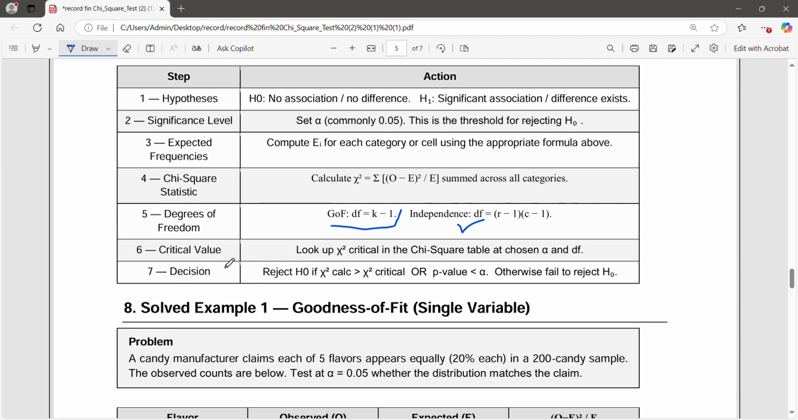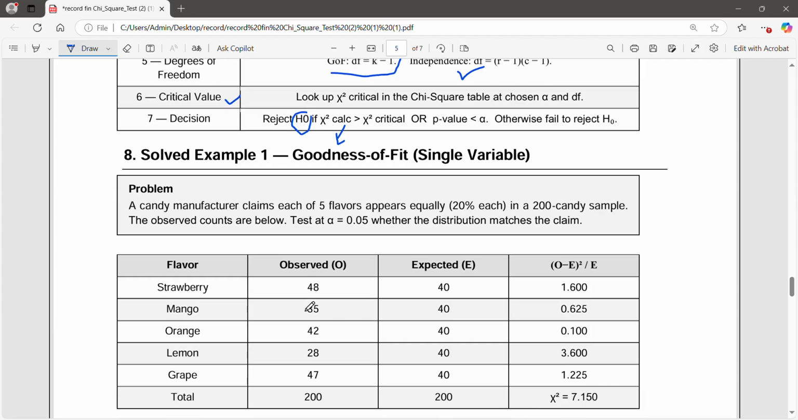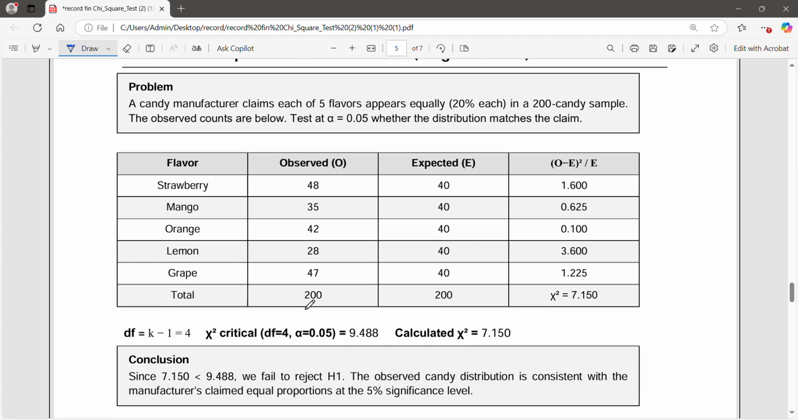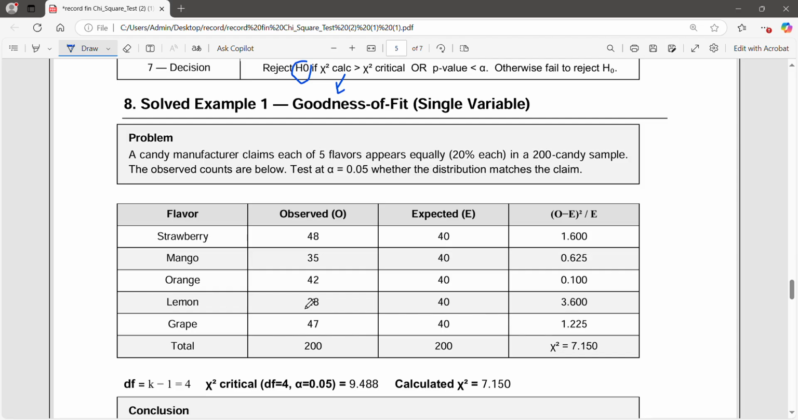Finally, we find the critical value using the given significance level, and the final decision is taken based on the calculated value and the critical value. If the calculated value is greater than the critical value, we reject H0; otherwise, we fail to reject H0. So now we are going to discuss an example of goodness of fit with a single variable.